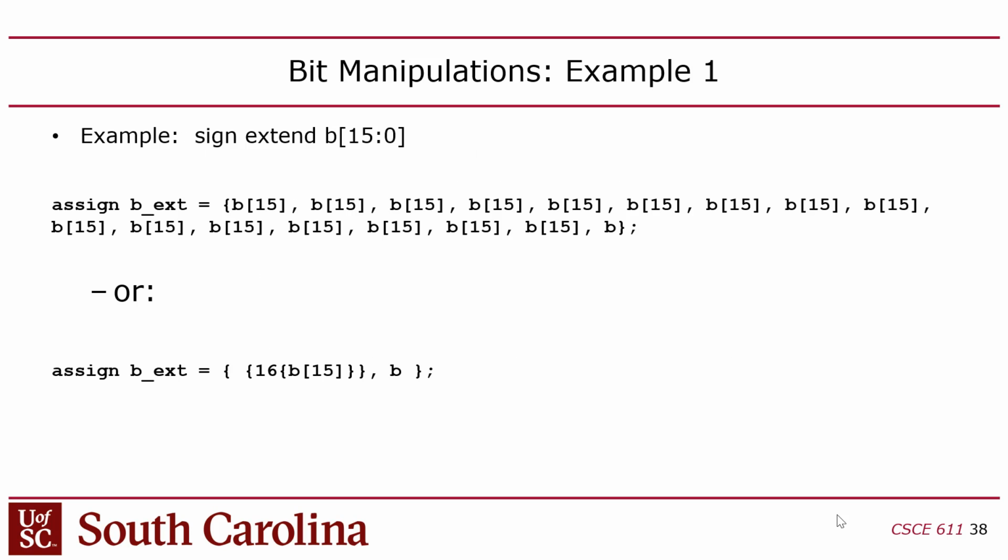Okay, so here's an example where you would use the duplication operator. This is a sign extension, so we're going to take B. In this case, I'm assuming B is like a 16-bit value. And then I'm going to take the sign bit, which is B bit 15, and I'm going to duplicate it 16 times, and then concatenate that to B. So that will sign extend. It'll turn B from a 16-bit value to a 32-bit value, and it'll sign extend. It'll take the sign bit and use that to fill in the other 16 bits.